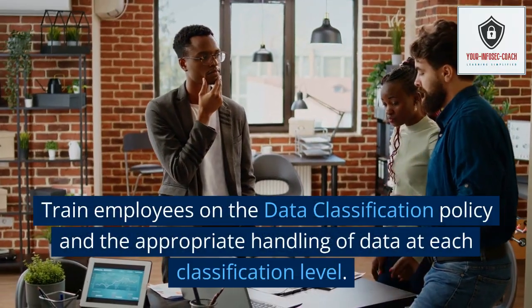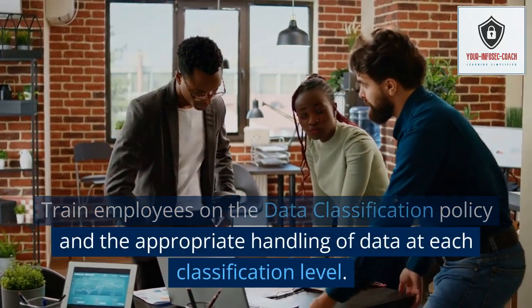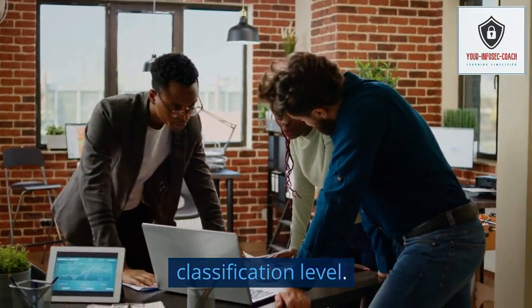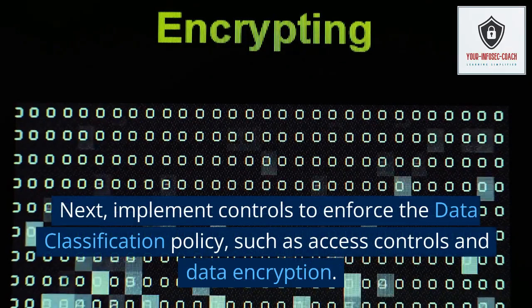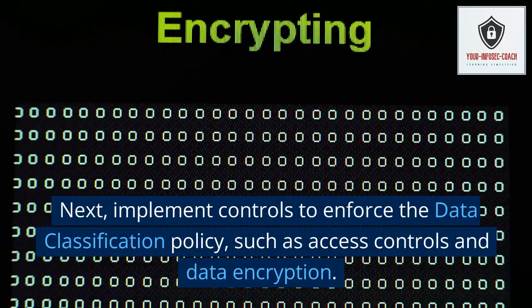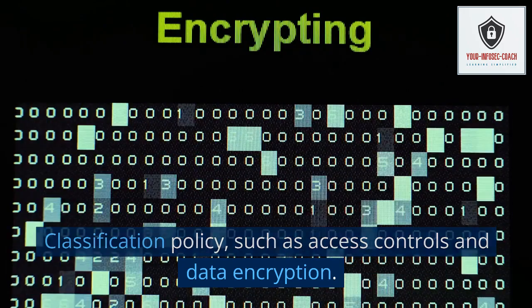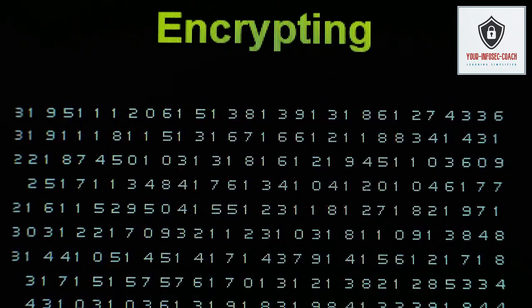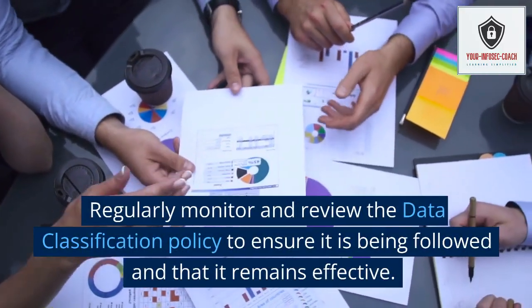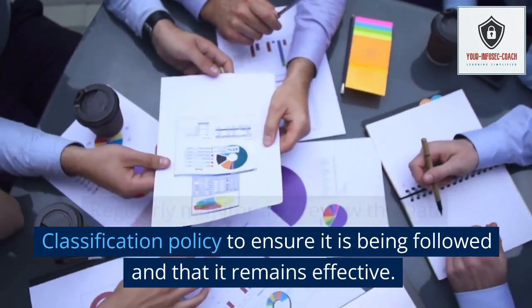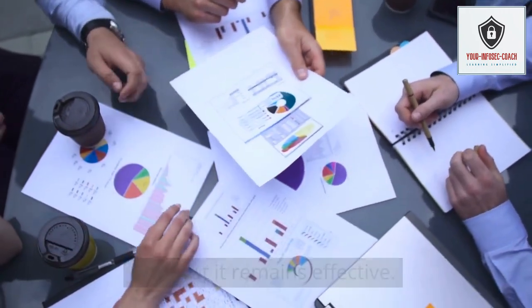Now create a data classification policy that outlines the different levels of classification and the requirements for each level. Train employees on the data classification policy and the appropriate handling of data at each classification level. Next, implement controls to enforce the data classification policy, such as access controls and data encryption. Regularly monitor and review the data classification policy to ensure it is being followed and that it remains effective.